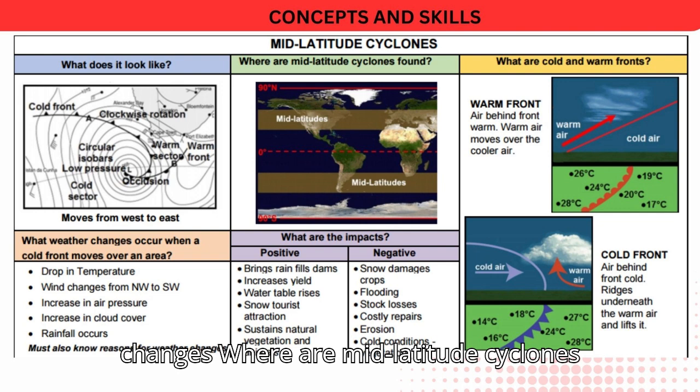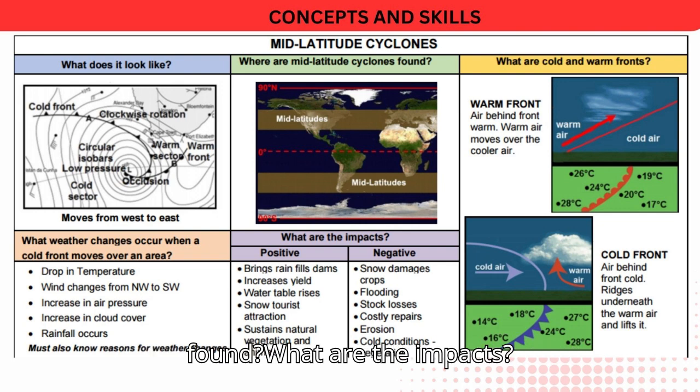Where are mid-latitude cyclones found? What are the impacts? Positive: brings rain, fills dams, increases yield, the water table rises, snow is a tourist attraction, and it sustains natural vegetation and animals.